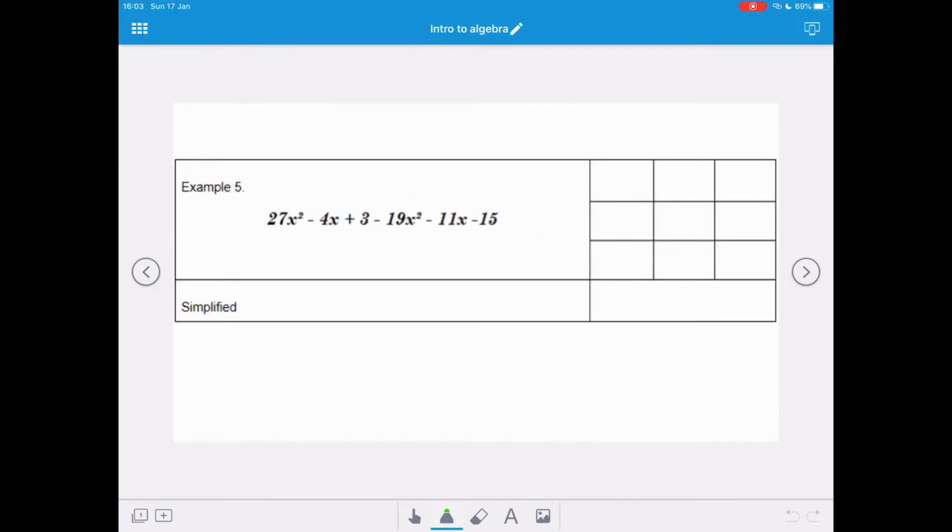Now we're not always limited to just 2 variables. Sometimes we have 3. And you can see in this expression, we've got 27x squared minus 4x plus 3 minus 19x squared minus 11x minus 15. So we've got x squared terms, x terms, and constants this time. So first of all, we're going to find the x squared terms. We've got a 27x squared. And we've got a minus 19x squared.